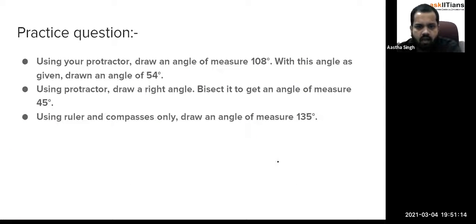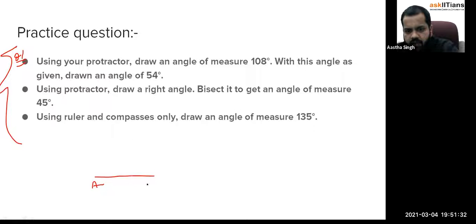So yeah, these are your questions for your practice. Let us do your first question. First, try to do it yourself, right? Using a protractor, draw an angle of measure 108. How to use a protractor?